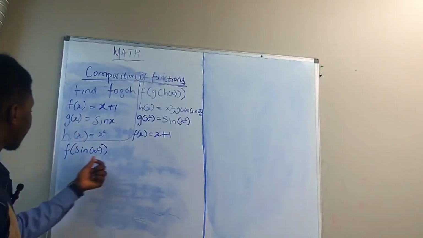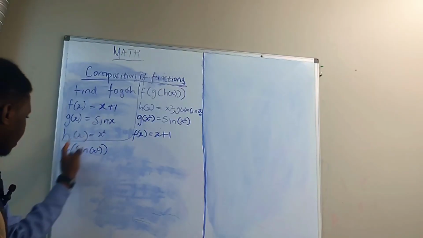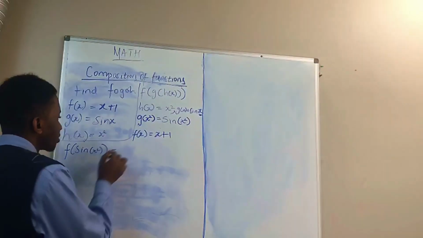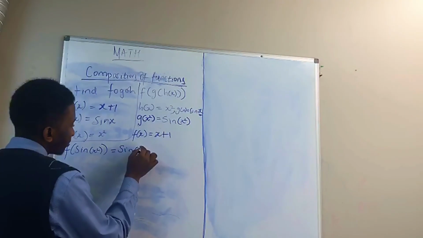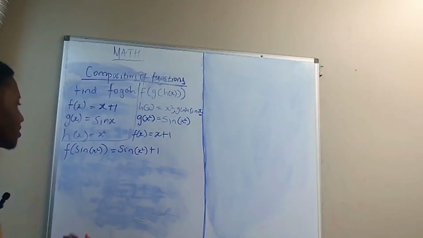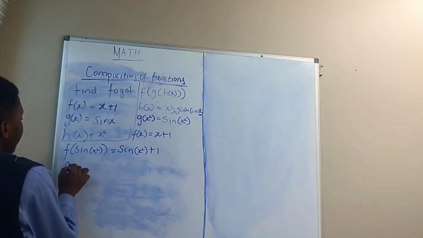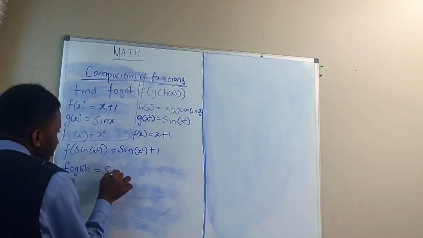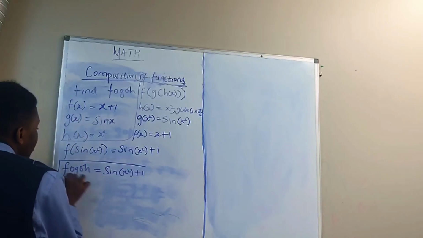So now, f of this is just to plug this function into x. And simply doing that, we'll have sine x squared plus 1. As simple as that. So f of g of h is sine x squared plus 1. So that is your final answer.